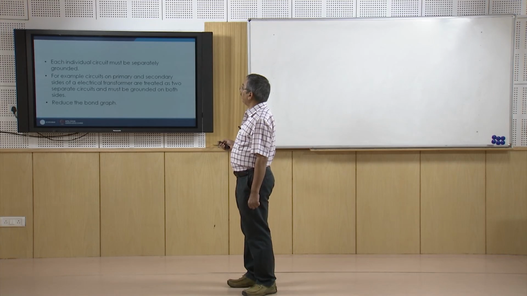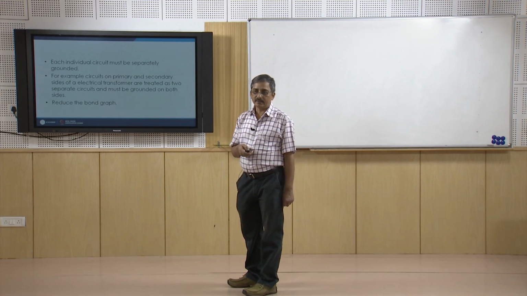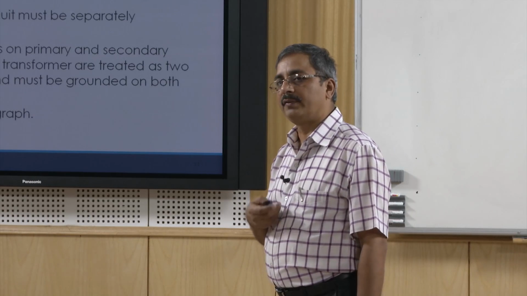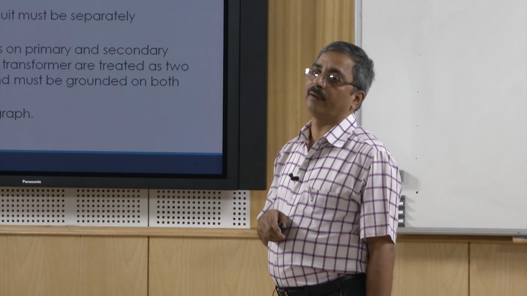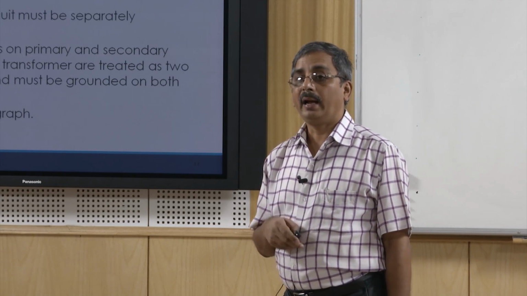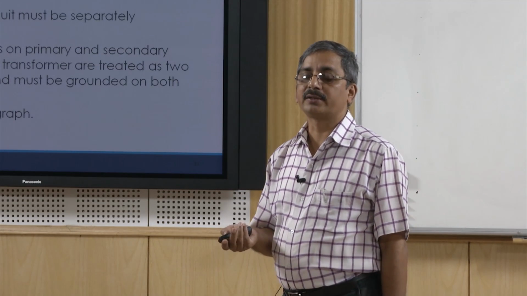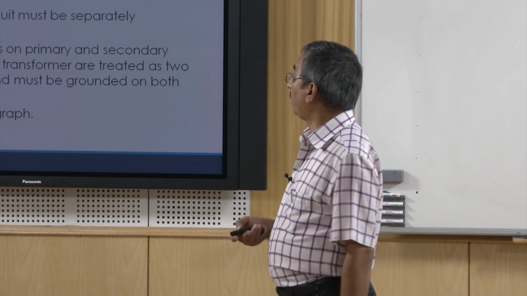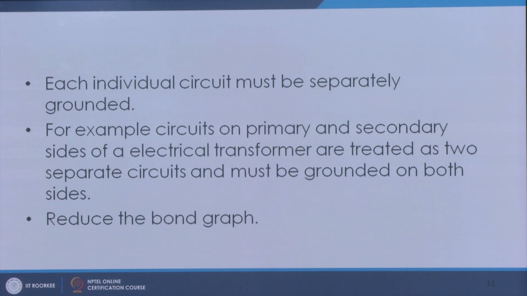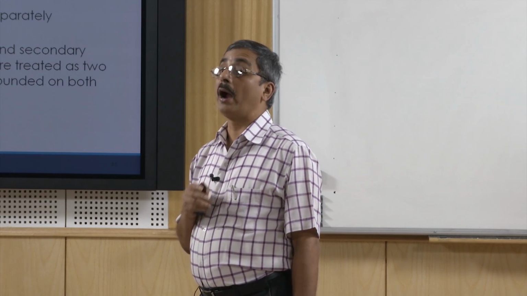Now, each individual circuit may be separately grounded. If there are many circuits, then each individual circuit may be separately grounded. For example, in case of a transformer, we have the primary winding and the secondary winding. So, these primary and secondary windings may be separately grounded, on both sides, and then we reduce the bond graph. So, this is the general method for drawing a bond graph using the point potential method.